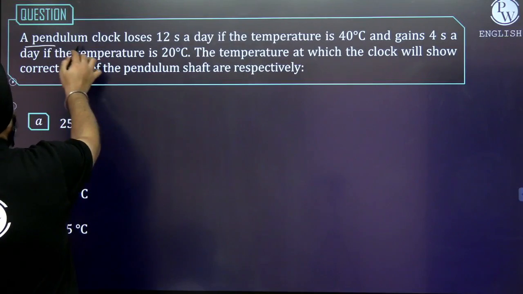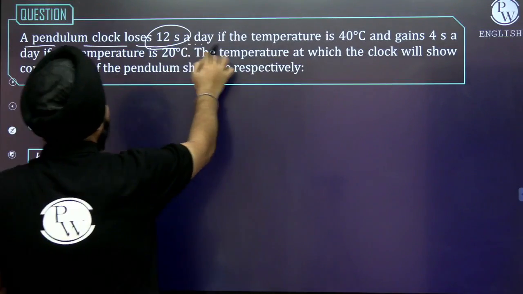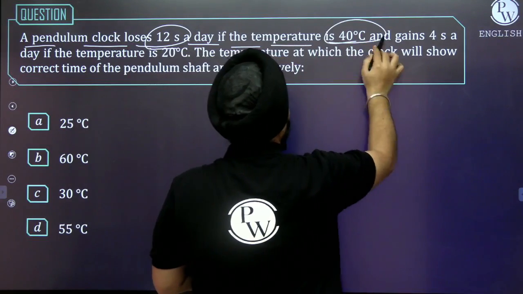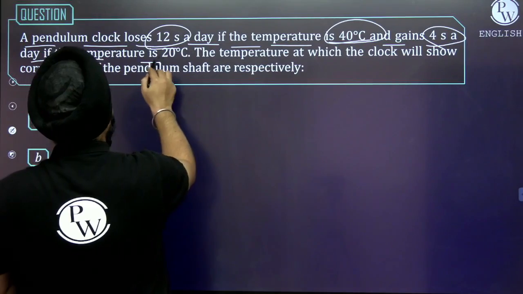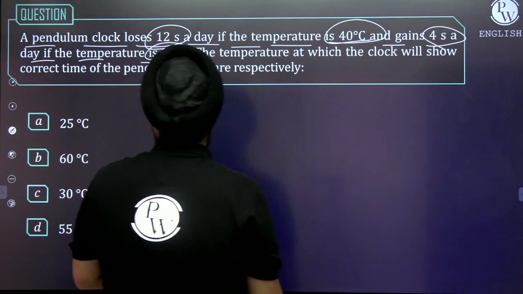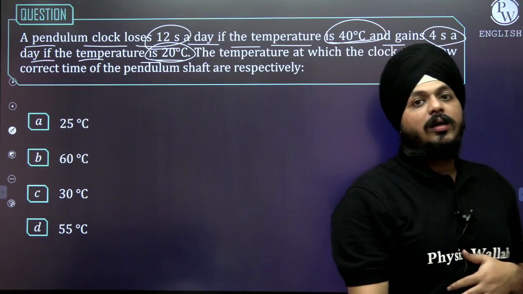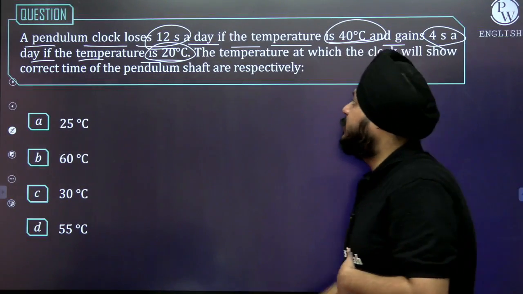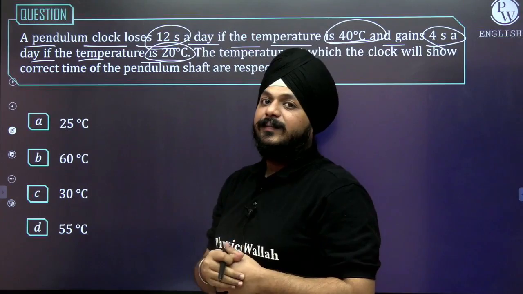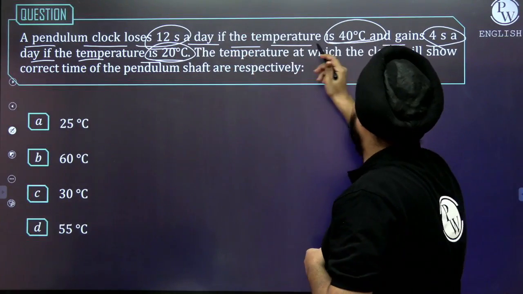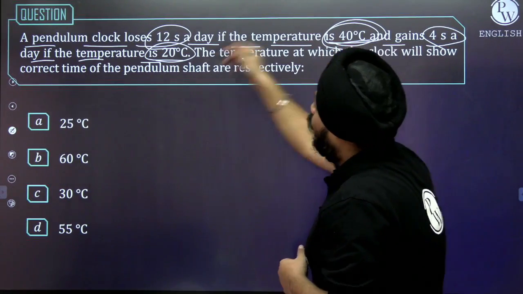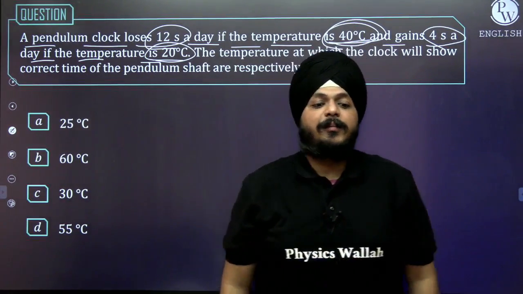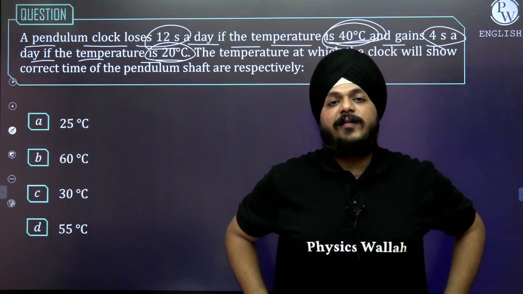A pendulum clock loses 12 seconds a day if the temperature is 40 degrees, and it gains 4 seconds a day if the temperature is 20. See, it's a very, very simple thing.